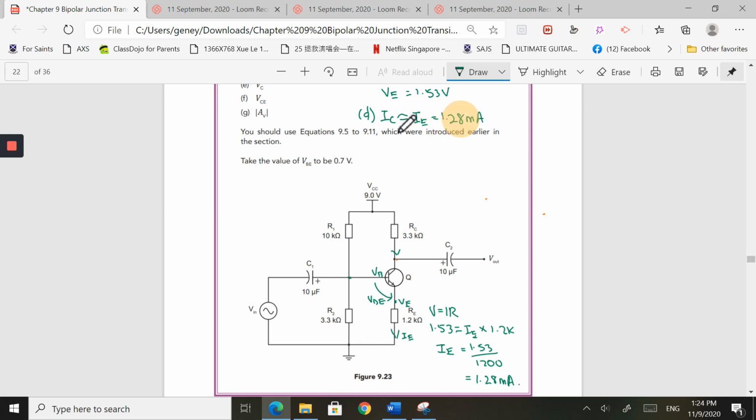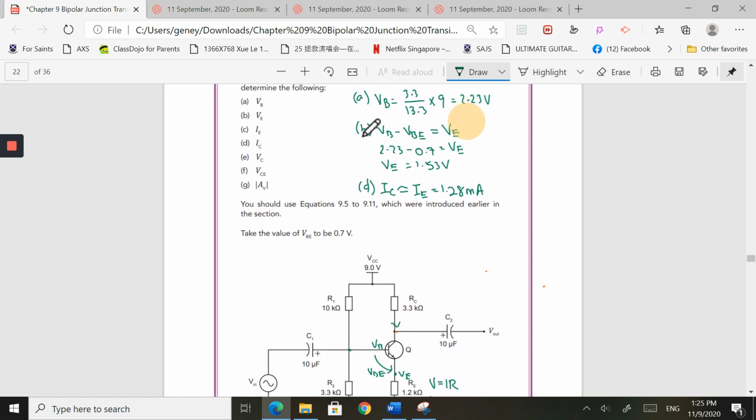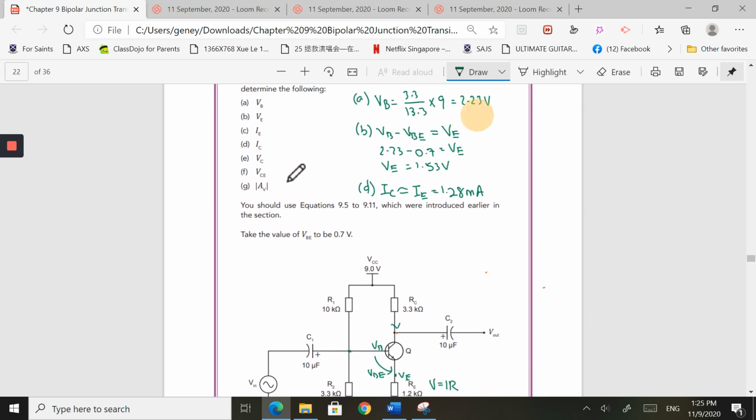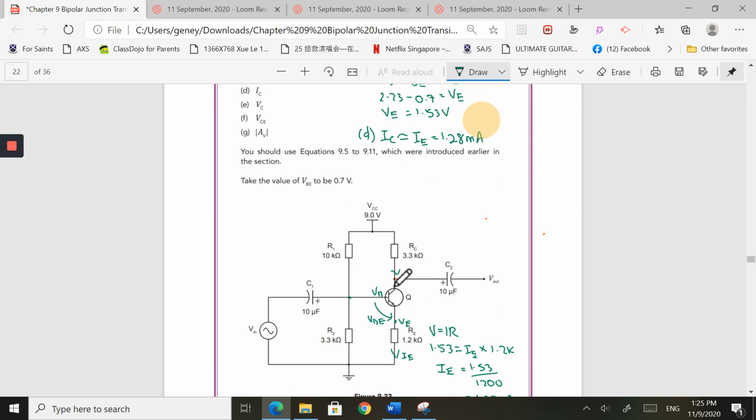Okay, so this is part D. All right. Part E, they want us to find VC, the voltage at the collector. To find VC, I'm going to use Ohm's law over here. I have 9 volts over here, right? I'm going to drop some voltage and I'll end up with the remaining voltage here called the VC.